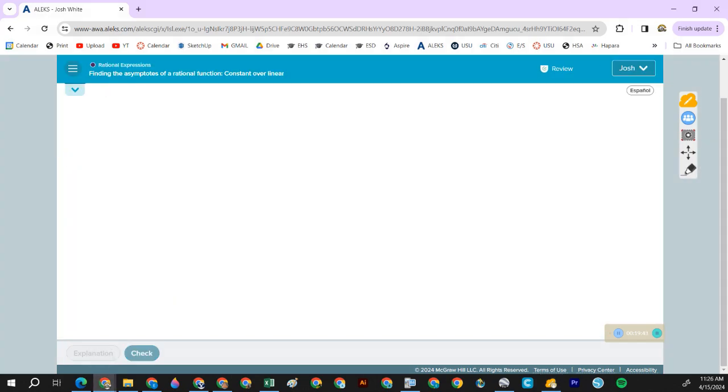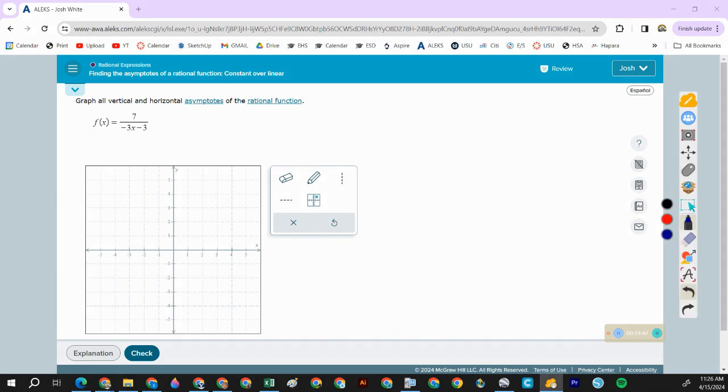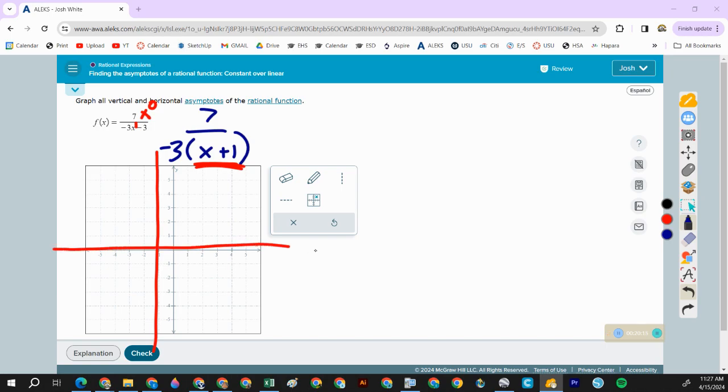All right, so let's do another one. So this is 7 over -3 times x plus 1. Do I have a vertical asymptote? Yes, at -1. What about my horizontal asymptote? Well, the exponent on the bottom is a 1, and the exponent on the top is a 0. If the bottom is stronger than the top, your HA is at 0.